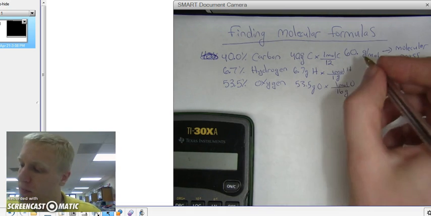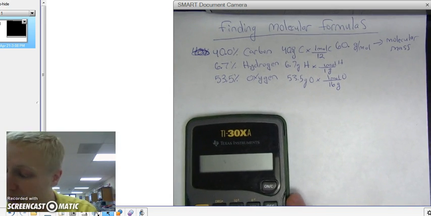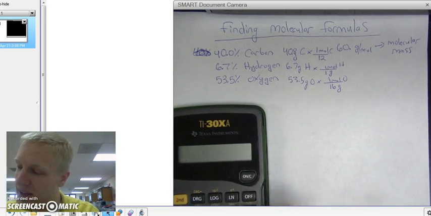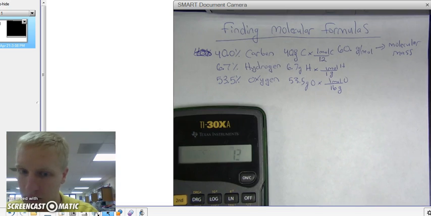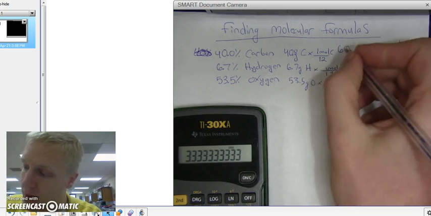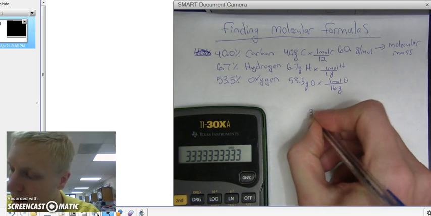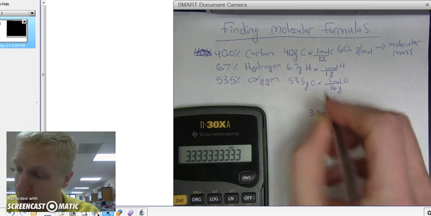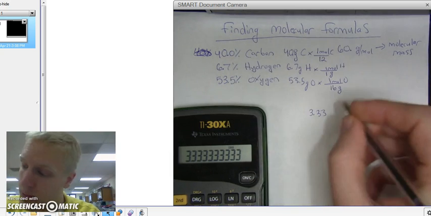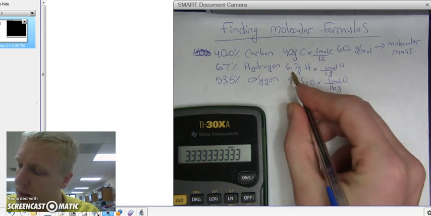Alright, so now we're going to use our calculator, which you should always bring to chemistry class because you'll need it. I'm going to type in 40 grams and divide it by 12. It gives me 3.33. I'm just going to rewrite it right here. I've got 3.33, so 3 sig figs because I start with 3 numbers. And that's moles of carbon.